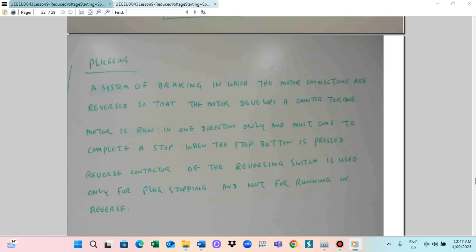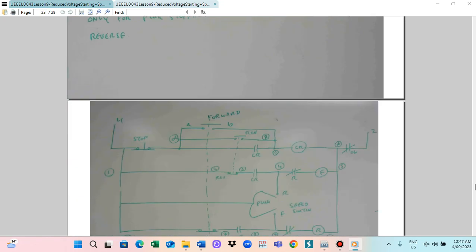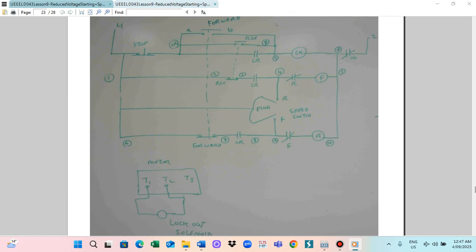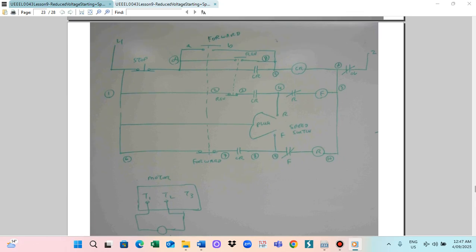So in this case, as soon as the motor is stopped, we also need to attach a speed switch. The speed switch is closed only when the motor is running. As soon as the motor shaft is stopped, the speed switch must open. So the speed switch is in series with the reverse contactor, so that we can prevent reverse direction movement of the motor. So this circuit I will give and explain.